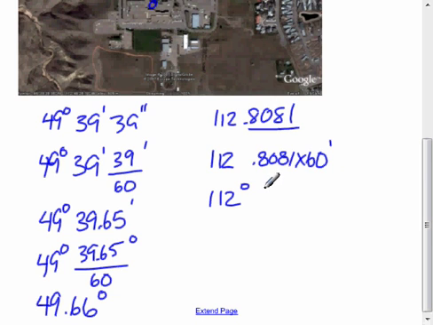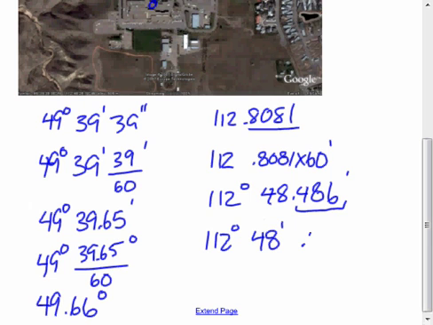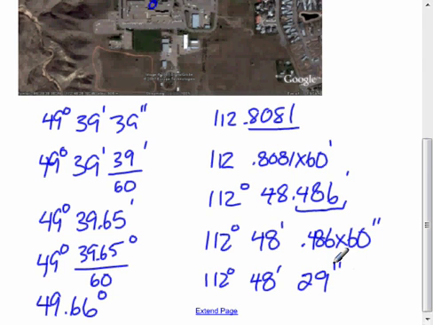So 112 degrees and 48.486 minutes. Now take again the decimal portion and times it by 60. So 112 degrees, 48 minutes, and then I'm going to get 0.486 times 60 seconds. Okay, let me do that on my calculator. Times 60, and so this will be 112 degrees, 48 minutes, and 29, there's a decimal there, but I'll leave it off, seconds. There's how you can convert between degrees, minutes, seconds, and decimal degrees.